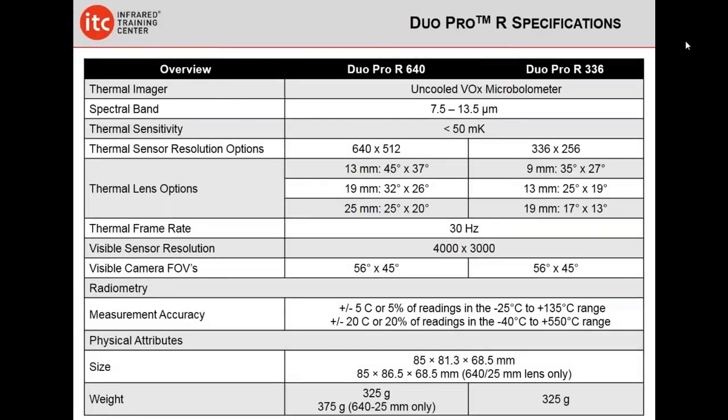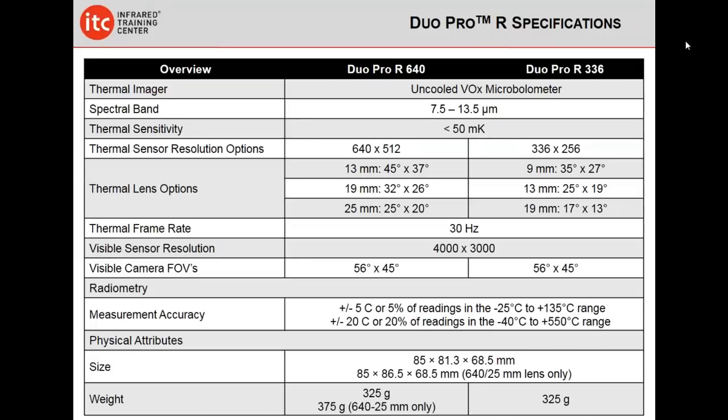Just a quick screen on the Duo Pro R. Two different resolutions, 640 by 512 or 336 by 256. It's a 30 hertz. Of course, hertz means the number of times that the image is repainted or refreshed per second. So 30 times a second, we're going to replace that image or repaint that image.